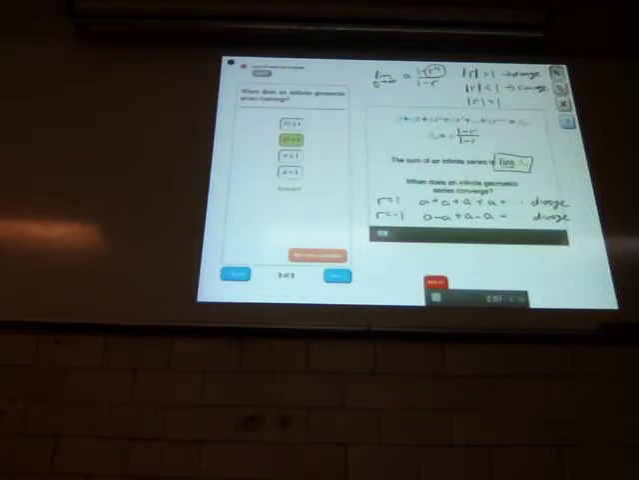So the only time we're guaranteed to converge is when the size of r is less than 1.